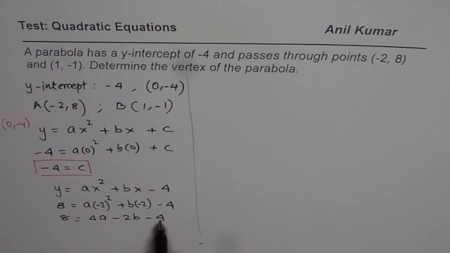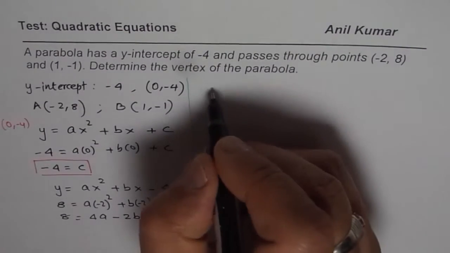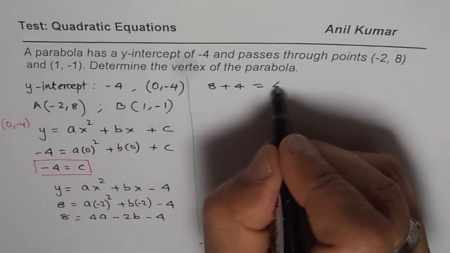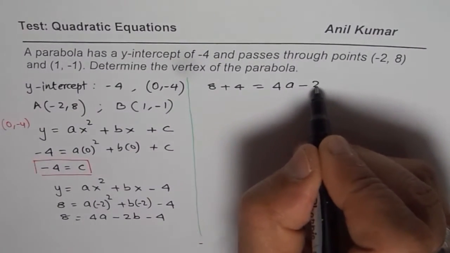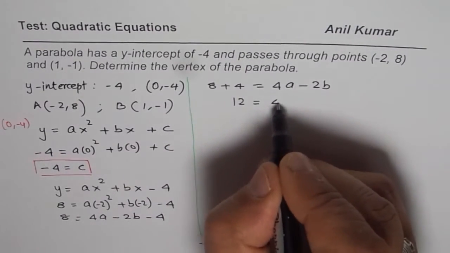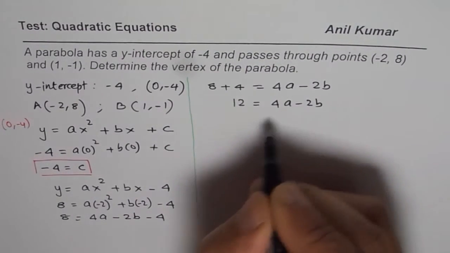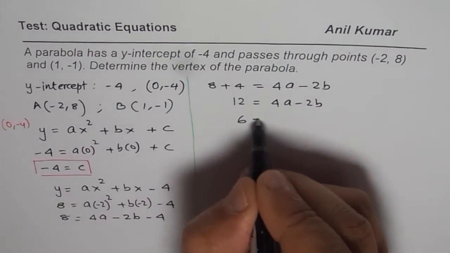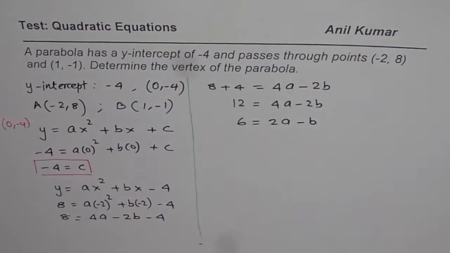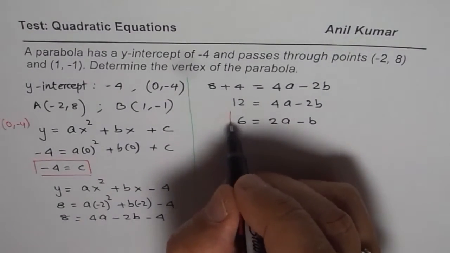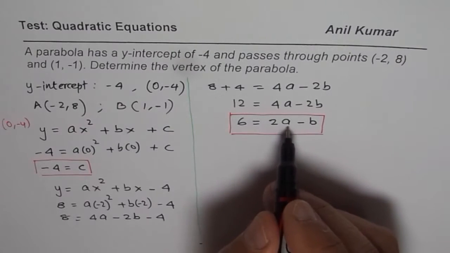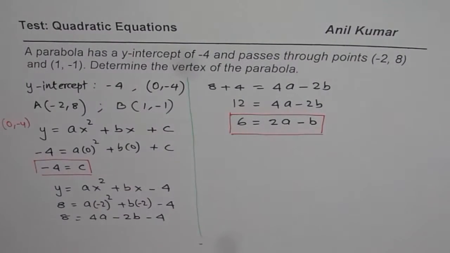So what we have here, I'm bringing 4 to the left side, so I have 8 plus 4 equals 4a minus 2b, right? So this is 12. 12 equals 4a minus 2b. I can divide by 2. I get 6 equals 2a minus b, right? So I'll call this another equation which we'll work with soon. But I have one relation which relates a and b, right?